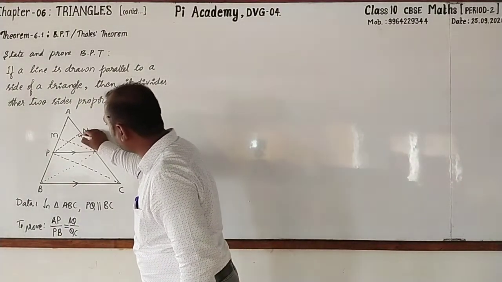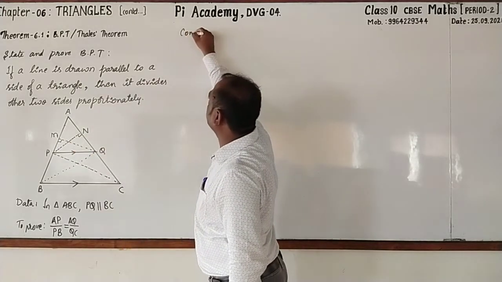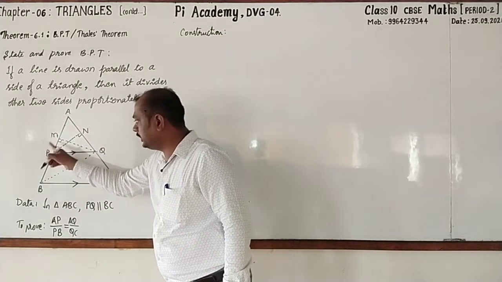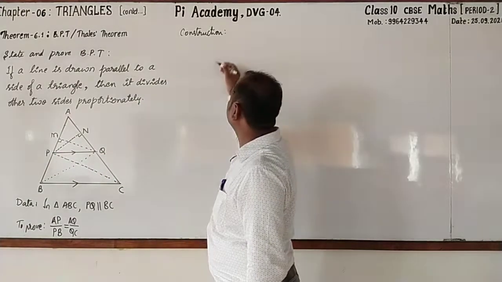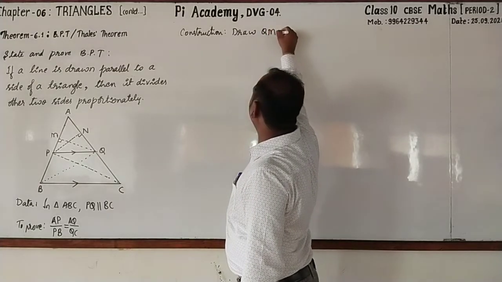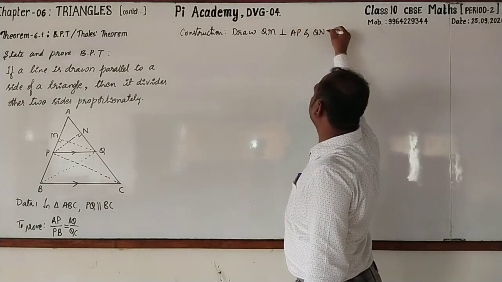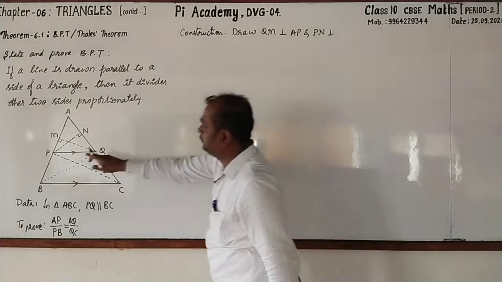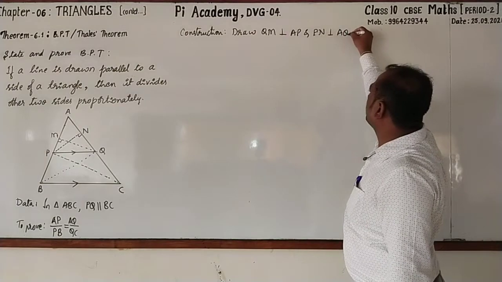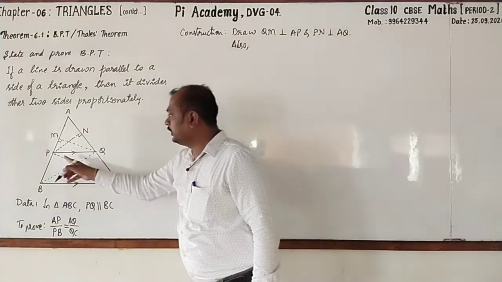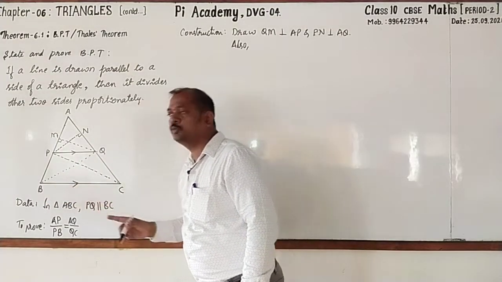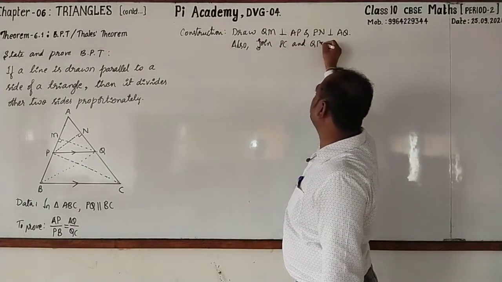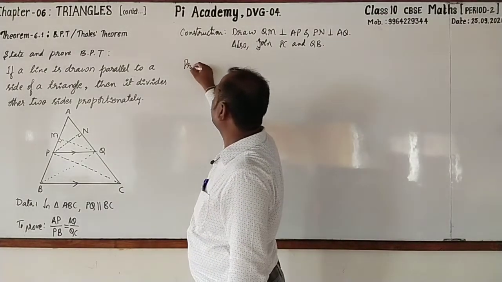Start writing this. Here, construction. Construction is: draw QM perpendicular to AP and PN perpendicular to AQ. Also, what? We have to join PC and QB. Join PC and QB. Followed?